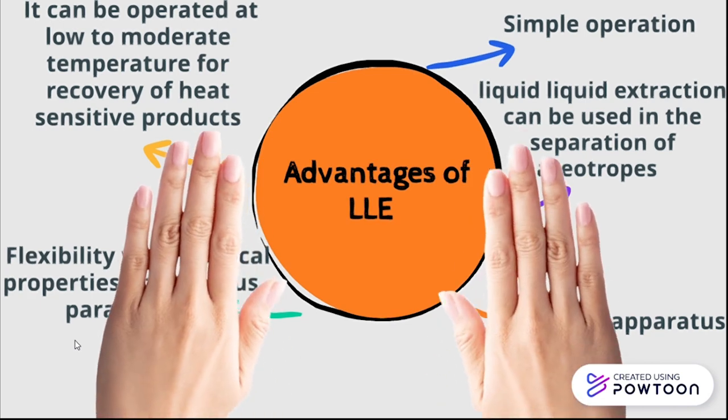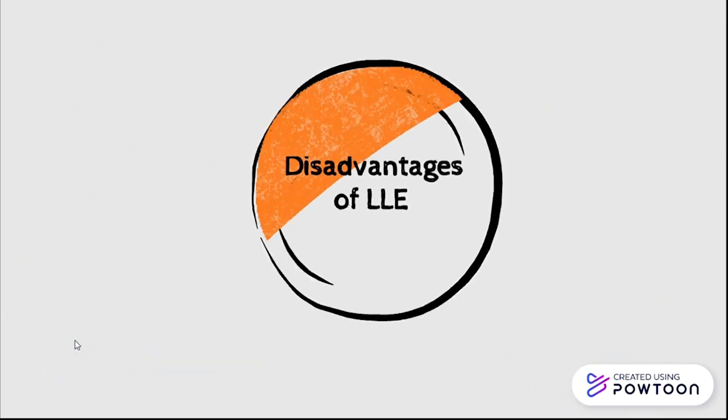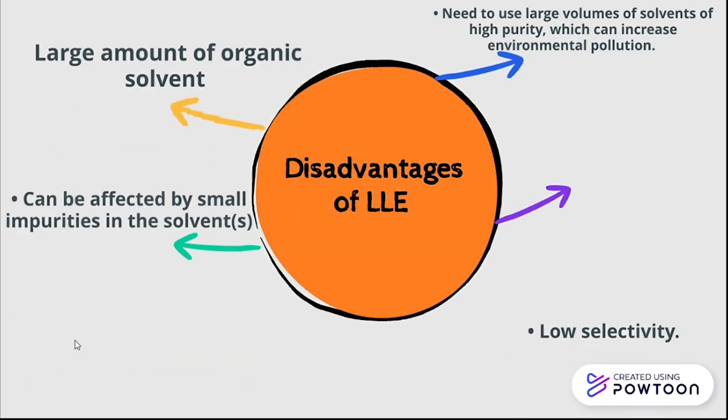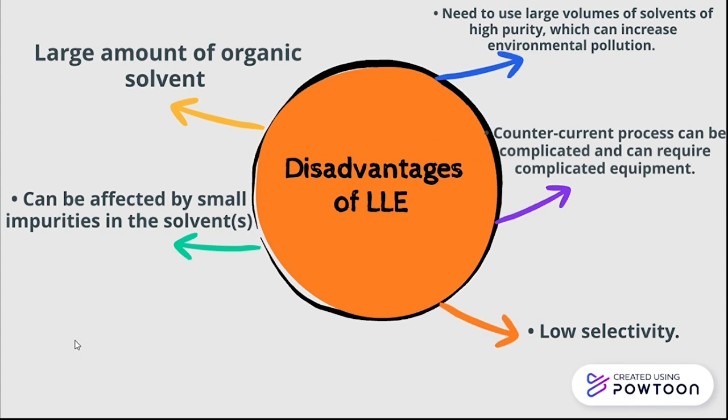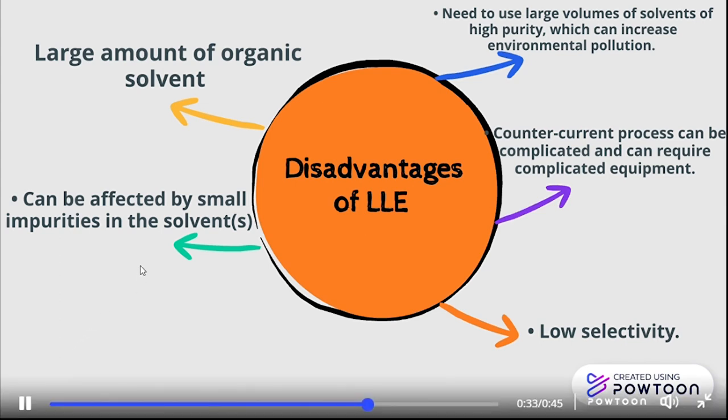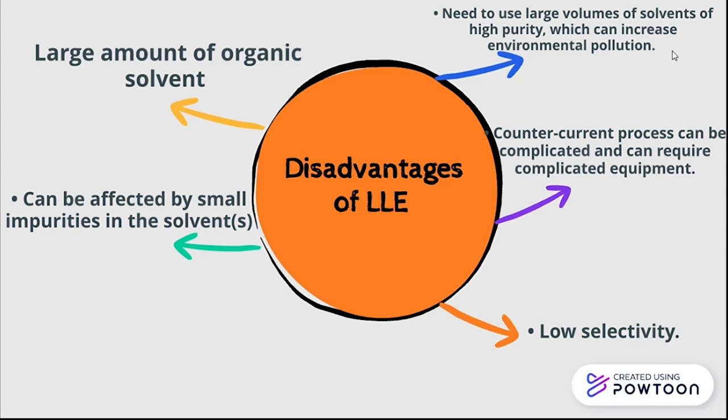Let's talk about disadvantages of liquid extraction. It needs large volumes of solvent of high purity, which can increase environmental pollution. Low selectivity, and large amounts of organic solvent can also be affected by small impurities in the solvent. Countercurrent process can be complicated and require complicated equipment.